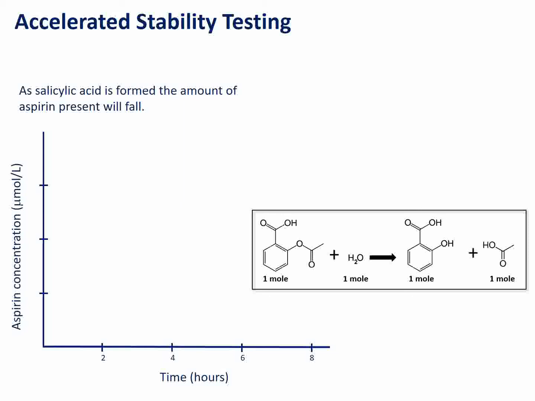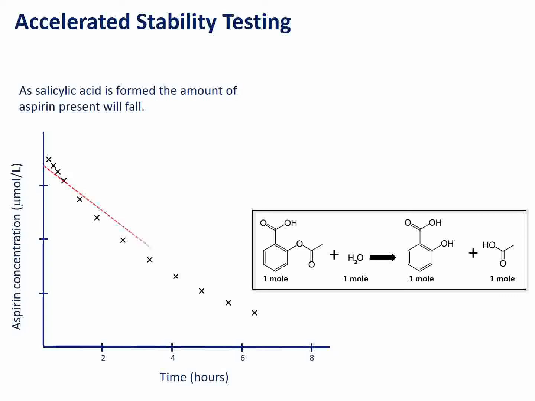So as long as you have the molar concentration of salicylic acid, and we've just worked out how to do that already, then by subtraction you can work out what the molar concentration of aspirin is. So the plot will look something like this here. It's almost, well it is, a mirror image of the graph that we saw with the formation of the salicylic acid.